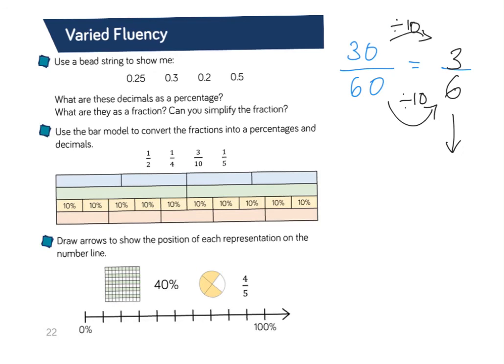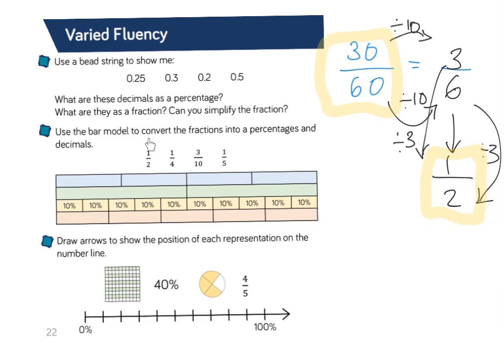I can go even further, and you probably will be able to tell me that I could divide by 3 again. So I do 6 divided by 3, then I've got 2, and 3 divided by 3 is 1. So 30/60ths, if I simplify it right down, I can get a half. So see if you could go have a go at doing that.